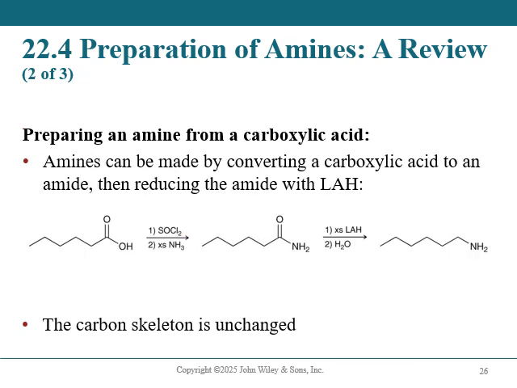Now, we can also start from a carboxylic acid. Amines can be made by converting a carboxylic acid to an amide, then reducing it with lithium aluminum hydride. So we start with thionyl chloride, excess of ammonia, and we convert that hydroxyl into a primary amine. And then we perform a reduction of this carbonyl with a strong reducing agent such as lithium aluminum hydride and water. And now this one, contrary to the one we saw a slide before, doesn't really change the number of carbon atoms.